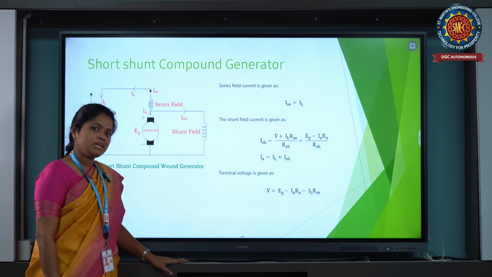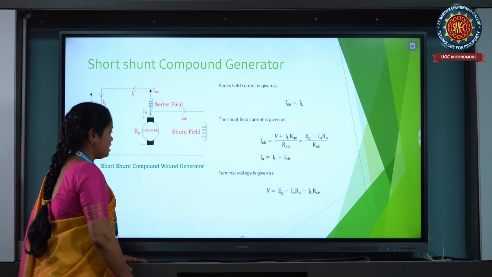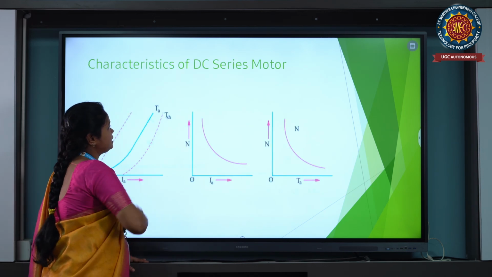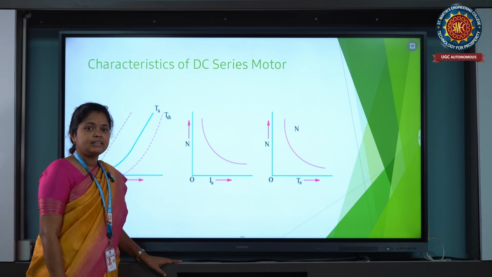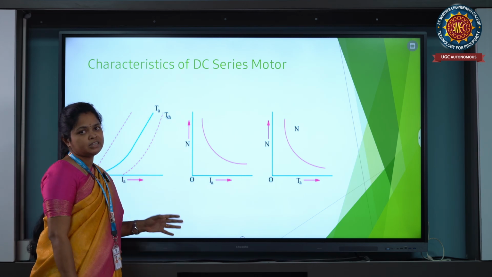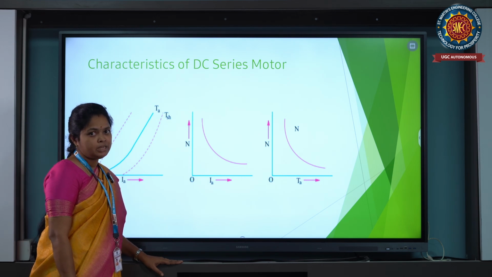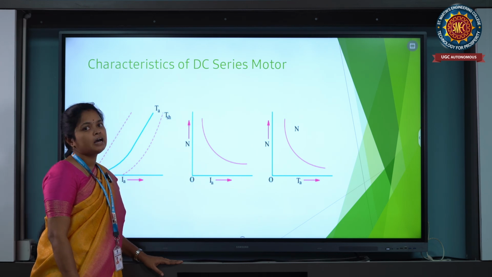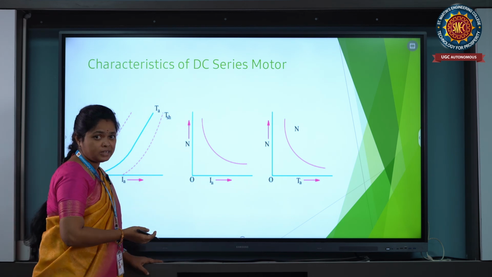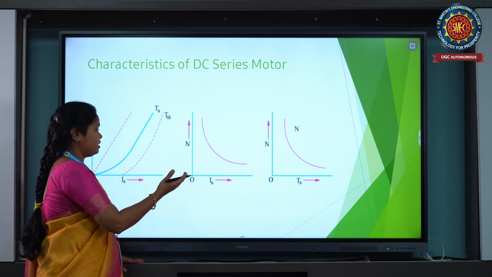So these are the types of DC compound motor. Up to these topics we covered the DC motors and DC generators. Now the next important topic depends upon the machine: the characteristics. Using the characteristics we can find out the performance of each machine, meaning self-excited machines and separately excited machines. In self-excited machines, shunt, series and compound are there, and separately excited machines.